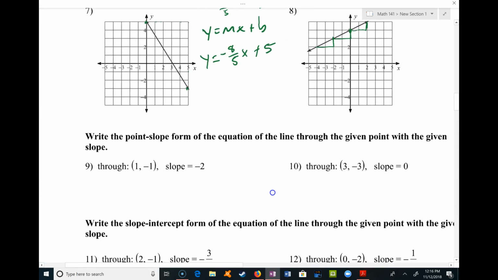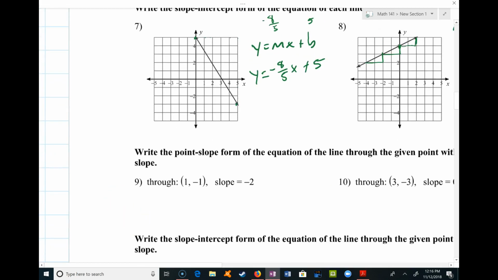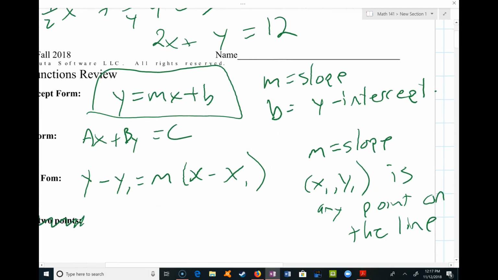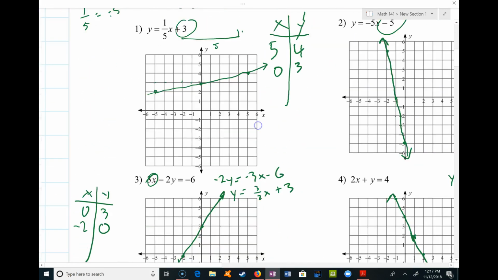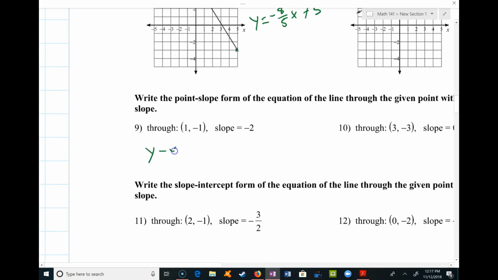So this is: write the point-slope form of the equation of the line through the given point with the given slope. Here they're giving us some point. Notice it's not the y-intercept, it's just some other point. So we're going to use the point-slope form of the line, which is right up there. So I just go y minus y1 is equal to m times x minus x1. And remember, m is the slope, and x1, y1 are the coordinates of some point on the line. So this would be y minus -1 is equal to -2 times x minus 1.